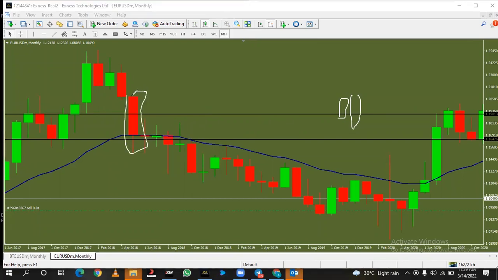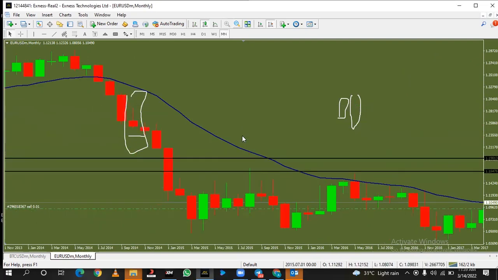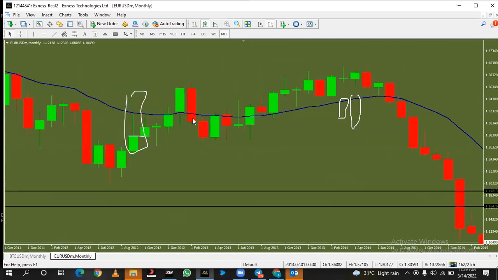And why did I use this bar? It's because it's the first bar that touches the moving average. I'm trying to see a situation whereby bullish touches and the bearish also touches the bar. That's what I'm trying to look for. So we understand.